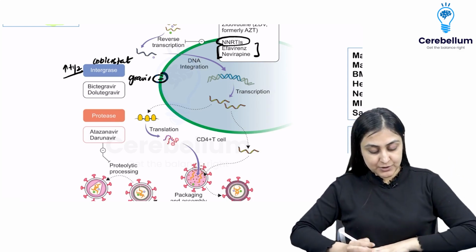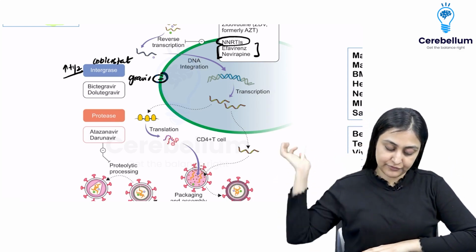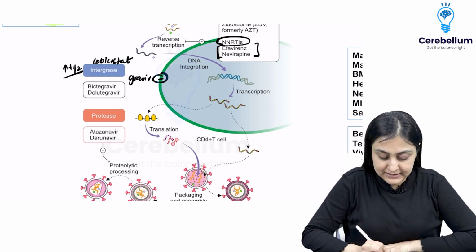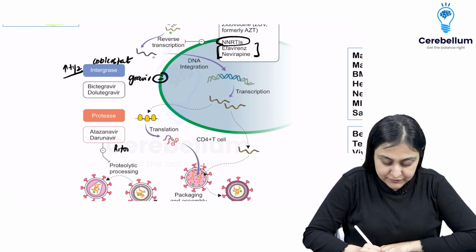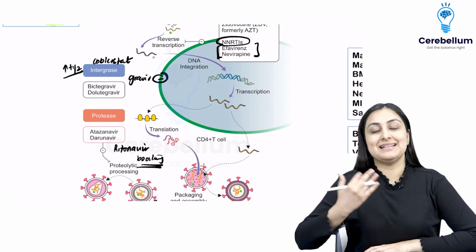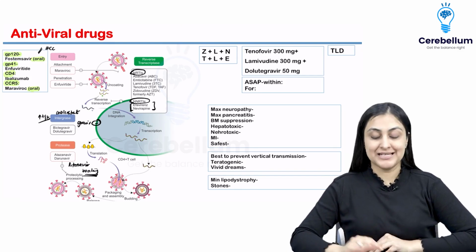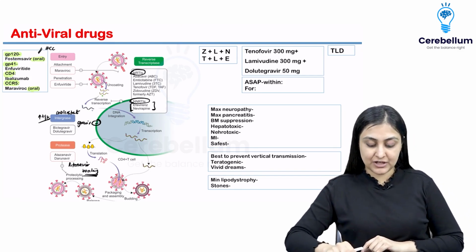Protease inhibitors are used very frequently. So these are all of your atazanavir, darunavir, and these are basically drugs which we give with ritonavir, which is known as ritonavir boosting. As we saw, ritonavir is an enzyme inhibitor, and it is going to increase the half-lives of these drugs. Okay, so this is about the drug classification.